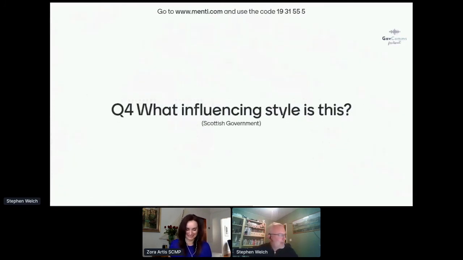This is an example from the government of Scotland.